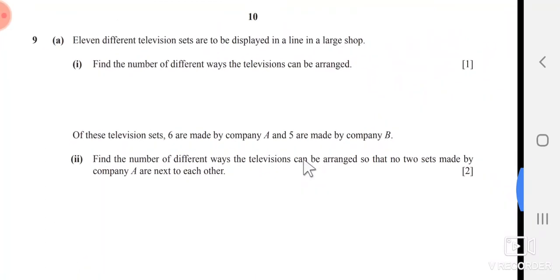This is again a simple question, my dear. He said 11 different television sets are to be displayed in a line in a large shop. Find the number of different ways the televisions can be arranged. Actually, the word 11 different is very important, and all of these are used. So 11 factorial would be the final answer for this.